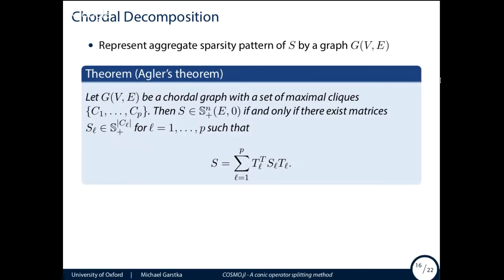And what you can then do is apply a theorem called Agler's theorem that states that if you can represent the sparsity pattern of your positive semi-definite variable with a graph, and you know the cliques of that graph, so the complete subgraphs, then it's equivalent to say the whole matrix is positive semi-definite, or you can also say all the subblocks are positive semi-definite, and I can map the subblocks back to the original position in the large matrix.